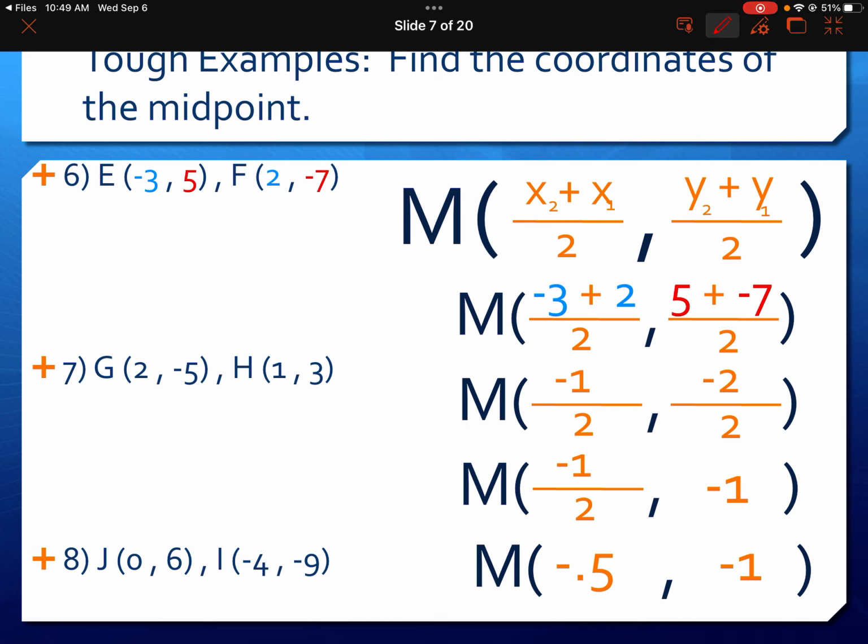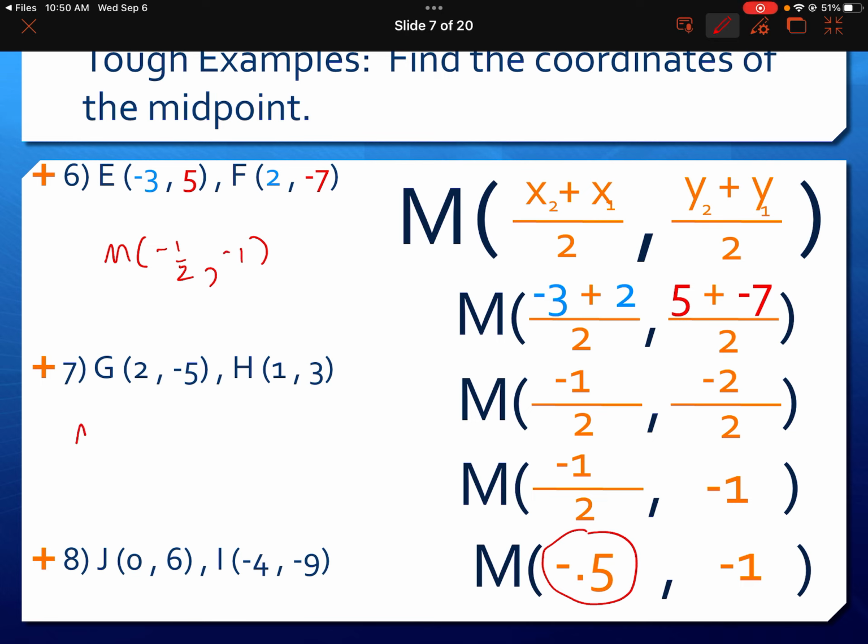Here's some examples. Let's find the coordinates of the midpoints. This number 6, we have it worked out for you. So the midpoint here for number 6, if you follow all this stuff on the right-hand side, is -1/2. That's what that -0.5 is, -1.